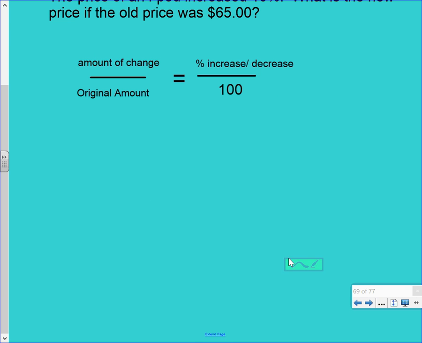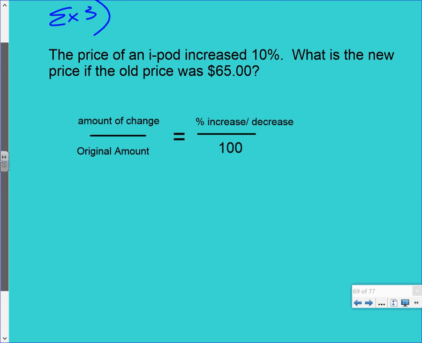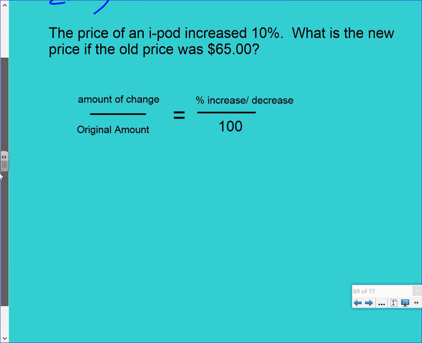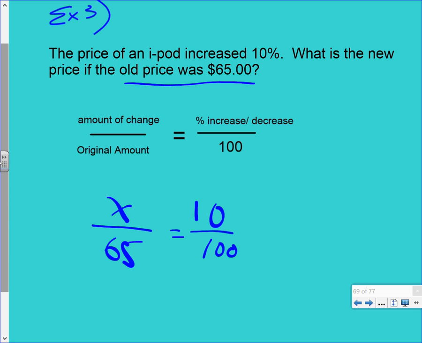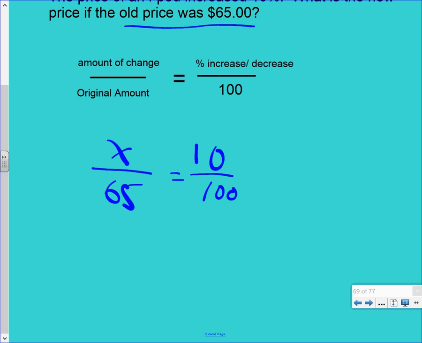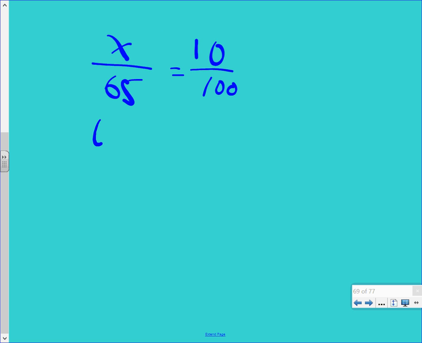Let's do it. So here's the increase-decrease formula. So the amount of change, do we know the amount of change? We do not. That's for X. What's the original amount? 65. Right, the old price. That's got to be the original amount, 65. 10% literally means 10 out of 100. Look at that. Let's do it. 65 times 10 is 650. 100 times x is 100x. We're rocking and rolling.